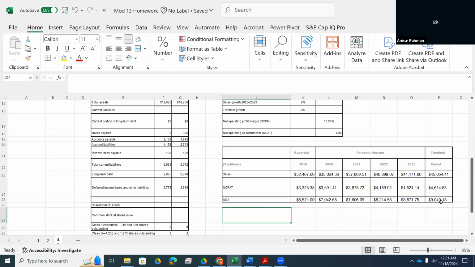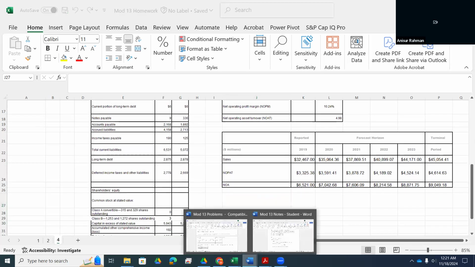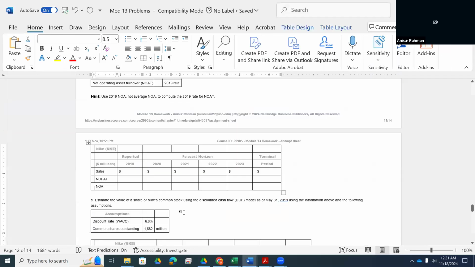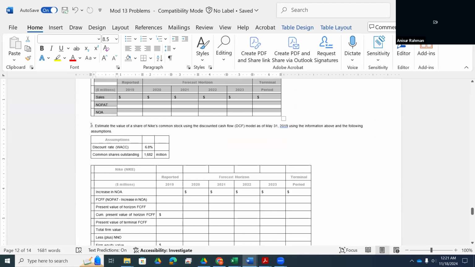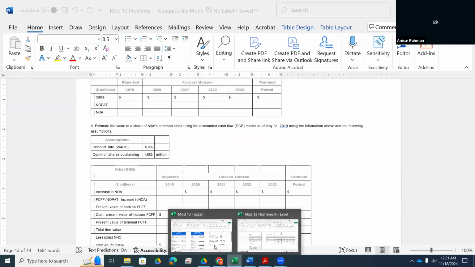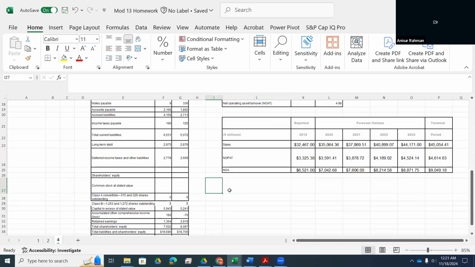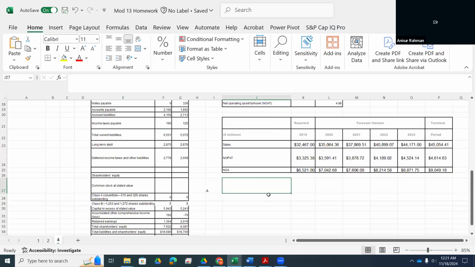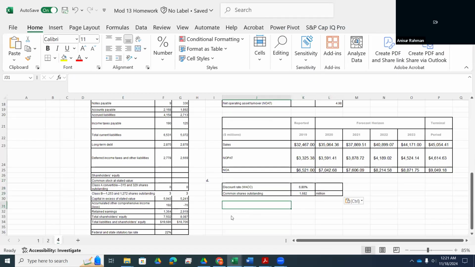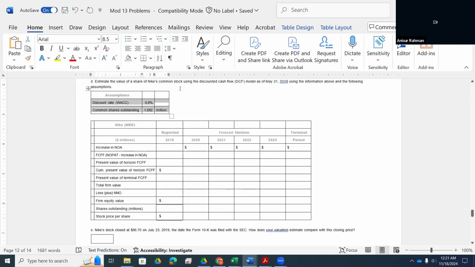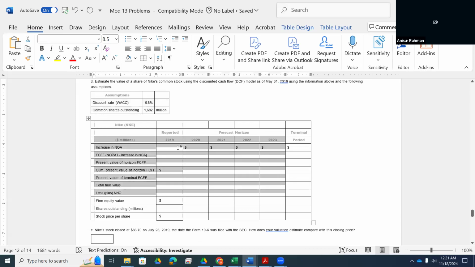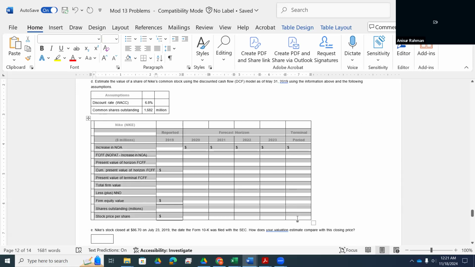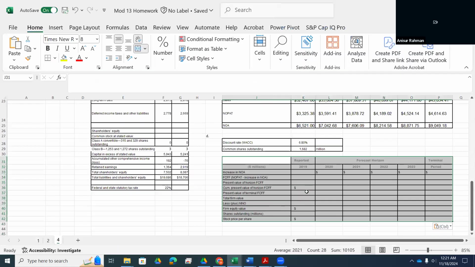So we found out all these. Now we have to solve part D. So for part D, what we have to do, we have to use these assumptions to calculate the value of Nike's common stock. So I'm going to copy this, paste here, get rid of the $ sign.